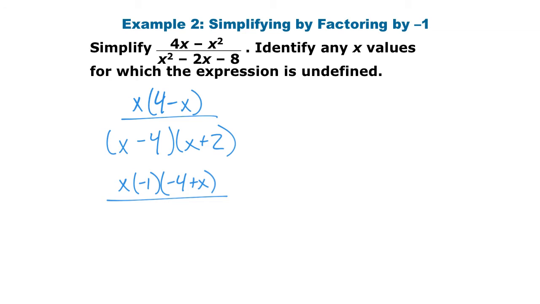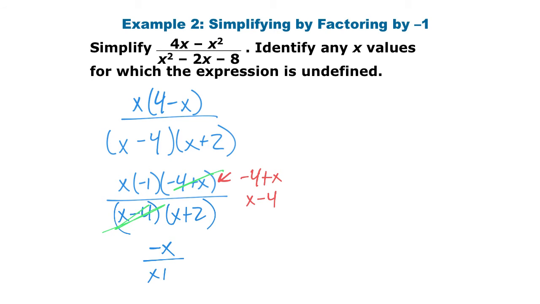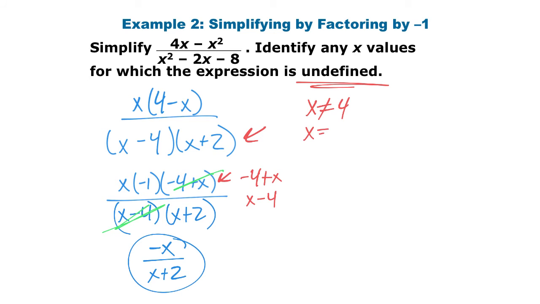And so then in the denominator, I still have x minus 4 times x plus 2. But I notice that right here, -4 plus x is the same thing as x minus 4. I can flip those around. So now these can simplify. And I'm left with -1x in the numerator over x plus 2 in the denominator. To figure out when this is undefined, I need to look in the denominator. X cannot equal 4, and x cannot equal -2.